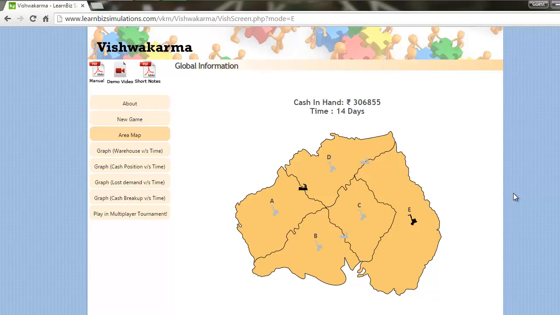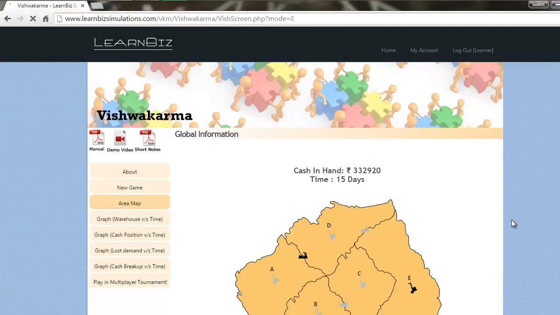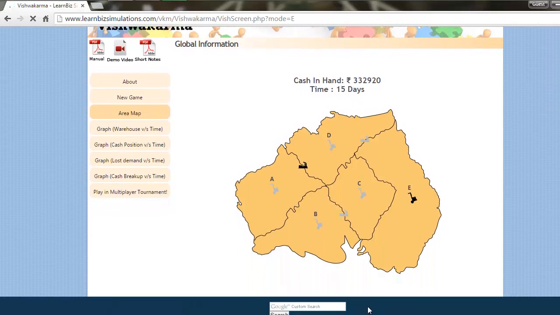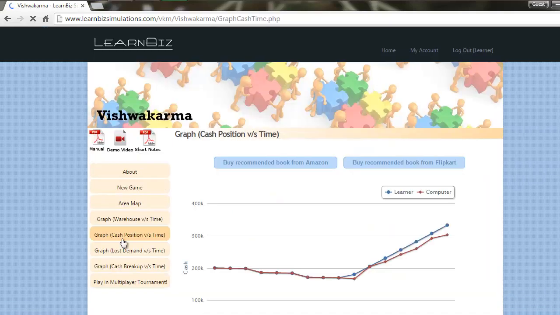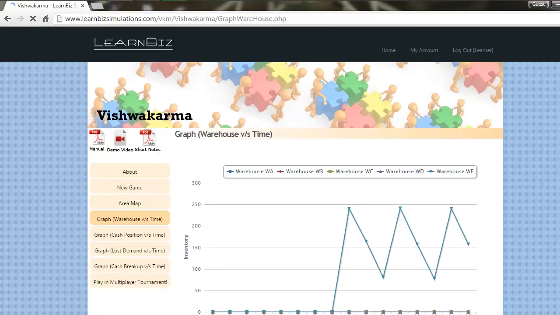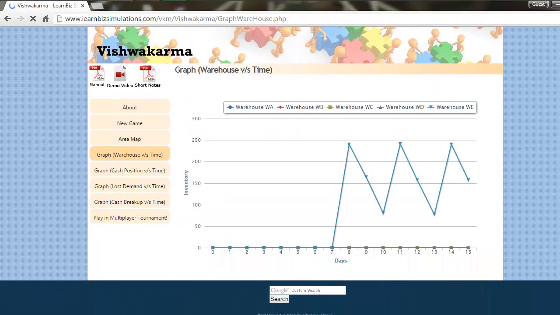Great, having finished the game, being in the 15th day, let us see our standing on the cash position vis-a-vis the competition. Let us also look at the following. Graph warehouse versus time. From this graph, we are able to understand the movement of inventory in warehouse E.